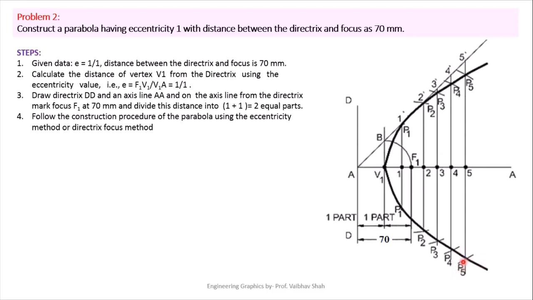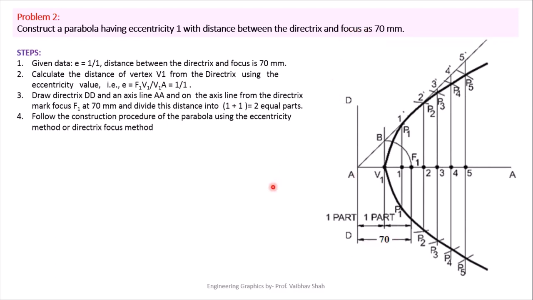After getting all these points, simply connect all these points by a dark smooth line starting from P5, P4, P3, P2, P1, vertex point V1, P1, P2, P3, P4 and P5. This is nothing but your required curve. It is compulsory that you identify each of the points P1, P2, P3, P4, P5, and here also you identify all the points, and also you specify the total 70 distance, which is the given distance in your exam problem.